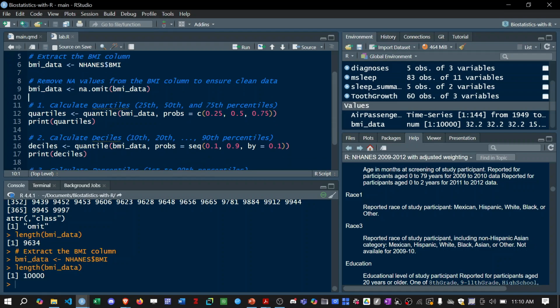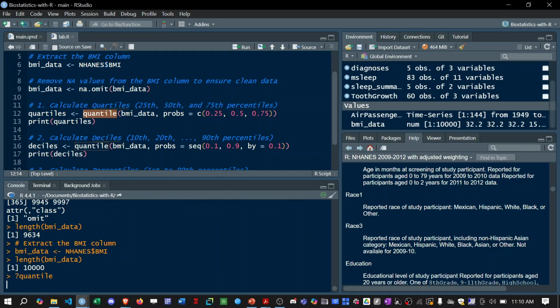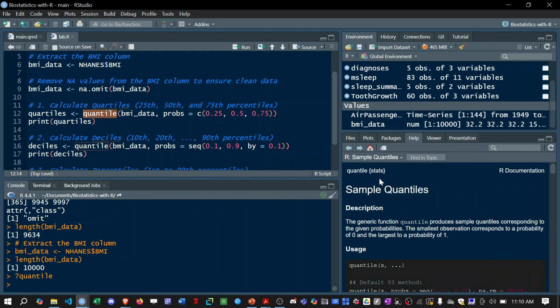Okay, so now we are trying to calculate the quartile. If you want to calculate the quartile, use the quantile function. The quantile function, if you check it, belongs to base R, from the stats package. This is just part of base R. Now we are going to be using the quantile function.